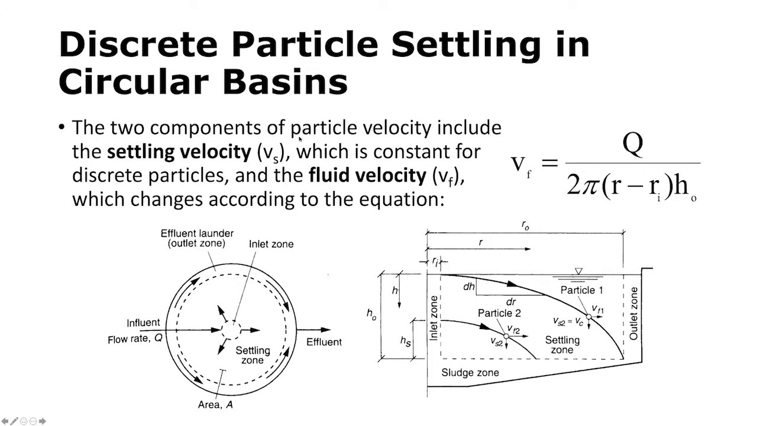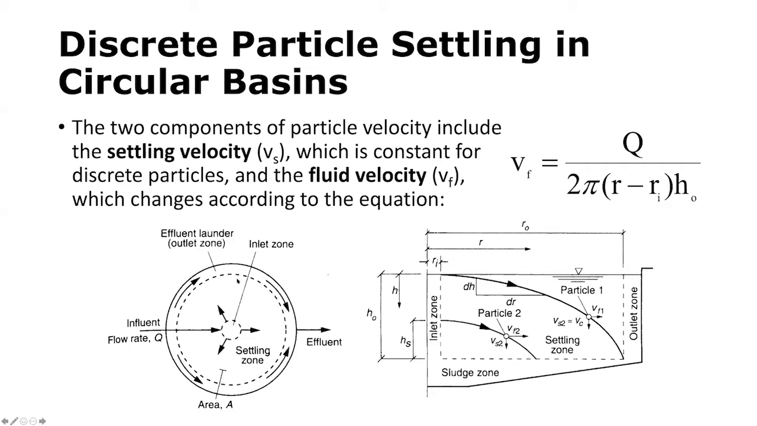So there are two components, again, of particle velocity. There's the settling velocity, which is pulling the particle down. And as we said in the previous example, that's constant for a discrete particle. And then we have the fluid velocity, which in a rectangular basin is considered to be constant because we have a constant cross-sectional area throughout the entire basin. And if our flow rate remains constant, then that velocity is going to be constant.